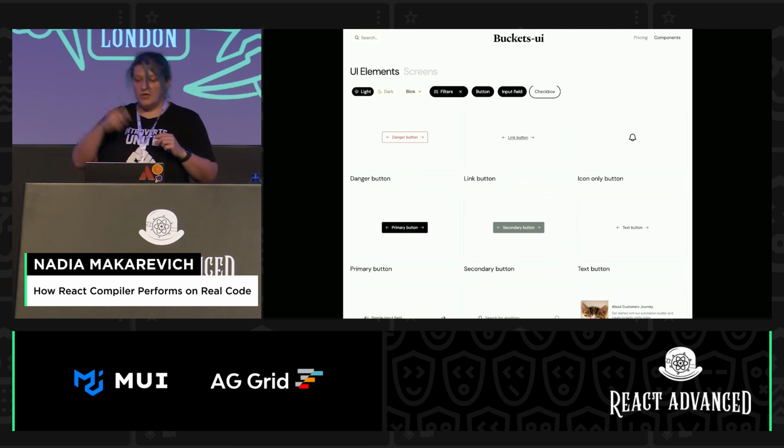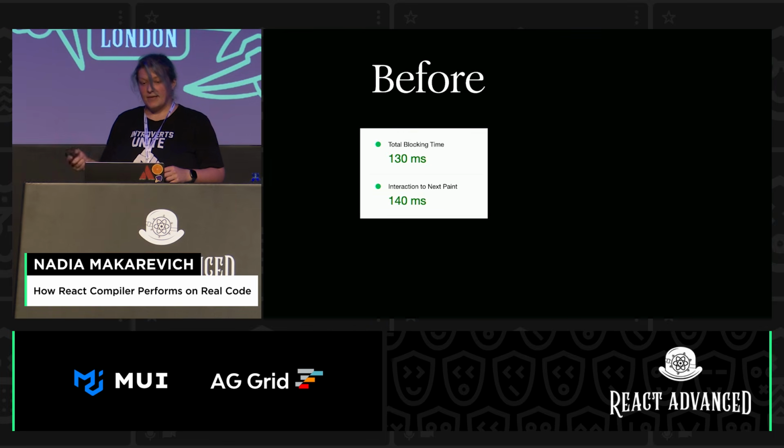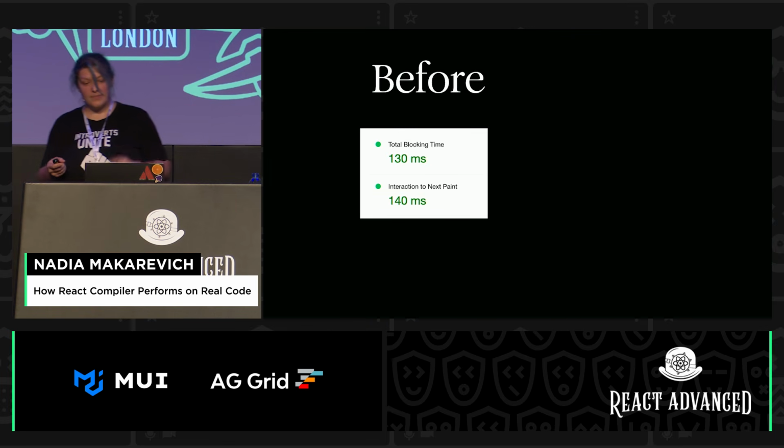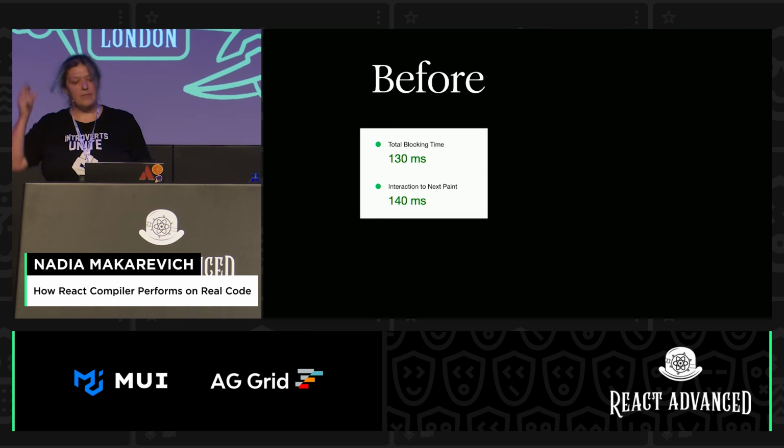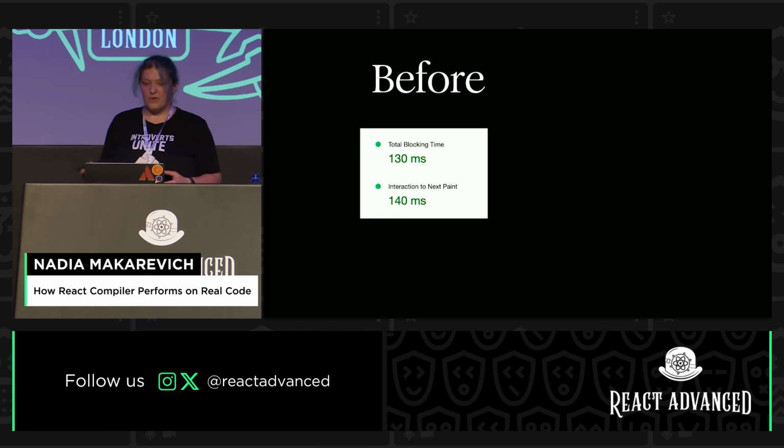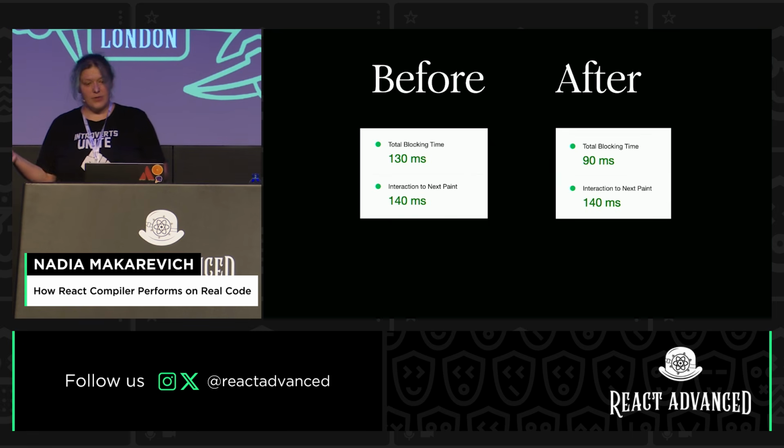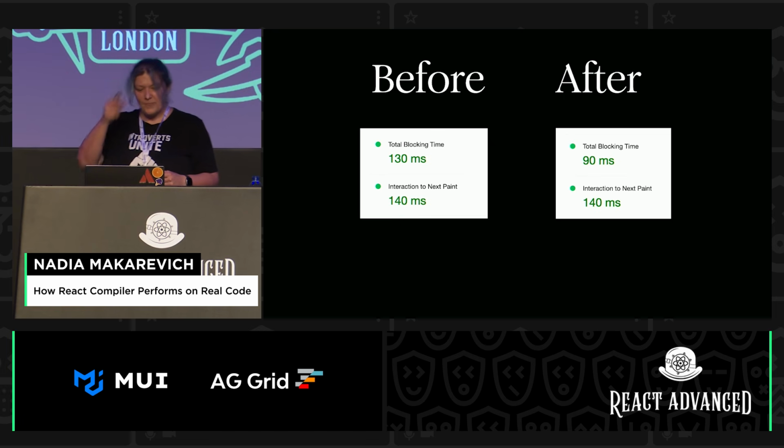So without memoization, the entire page re-renders, all the cards re-render. The stats for this one look like this. It's okay-ish, it's green, but there is some room for improvement. Enabling the compiler and checking the numbers. It's good, but it's actually more believable to me.